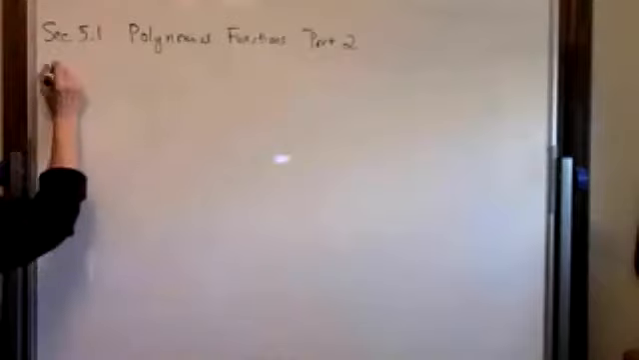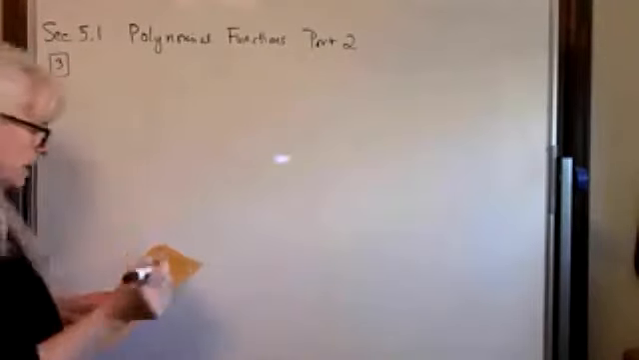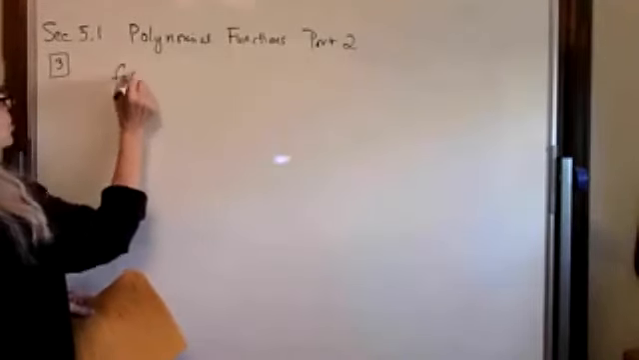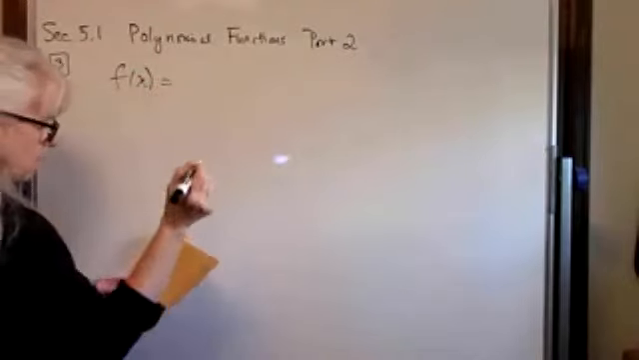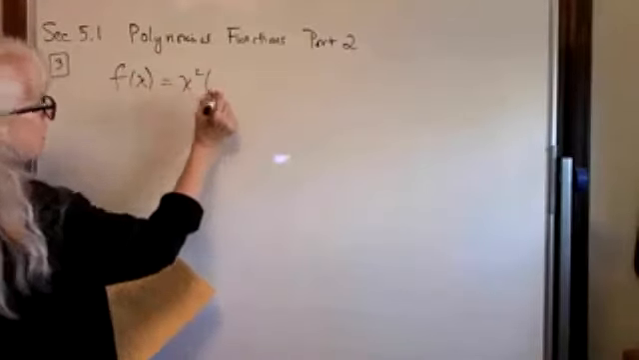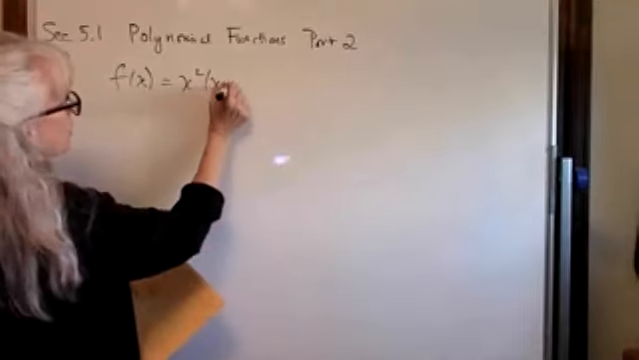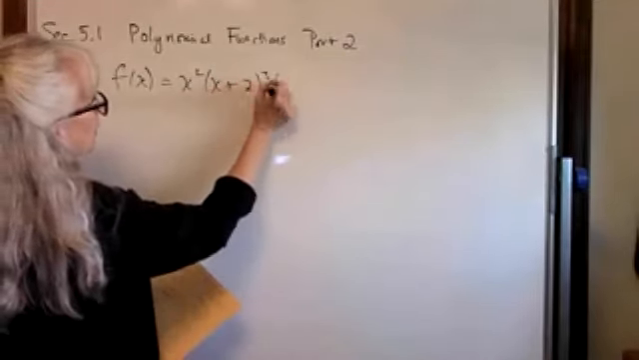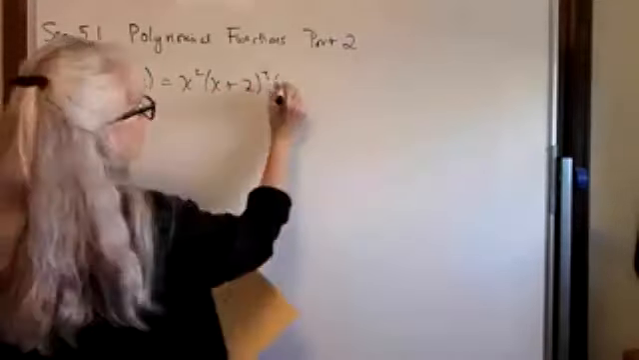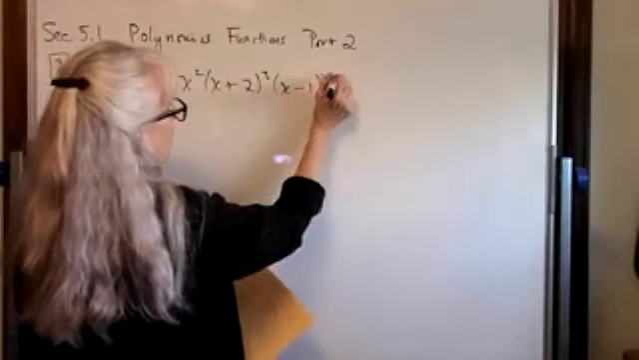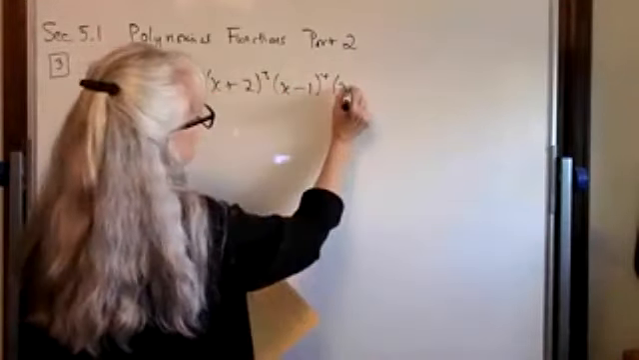Example 3 gives me a polynomial function, but it's already in factored form. So f of x is equal to x squared, and we see x plus 2 quantity cubed, and we see x minus 1 to the 4th, and we also see x plus 1.